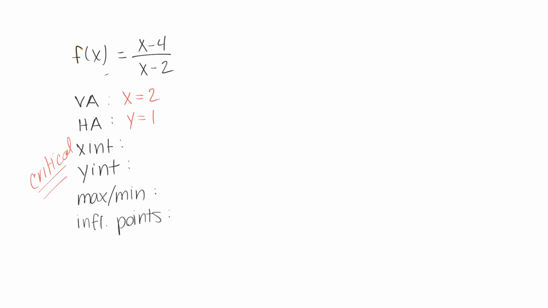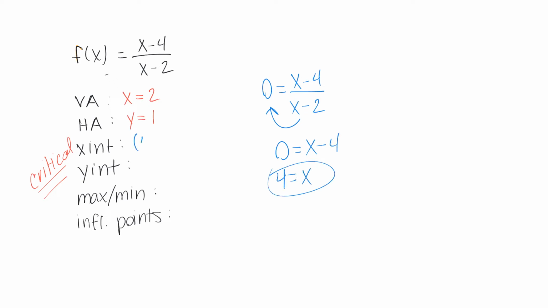Okay, x-intercepts. X-intercepts come from your original function. It's when y equals 0. So x-intercepts are when you have 0 equals (x minus 4) over (x minus 2). Move that up here. 0 equals x minus 4. 4 equals x. Here's my x-intercept: (4, 0). Okay?